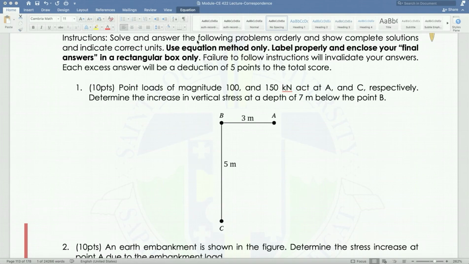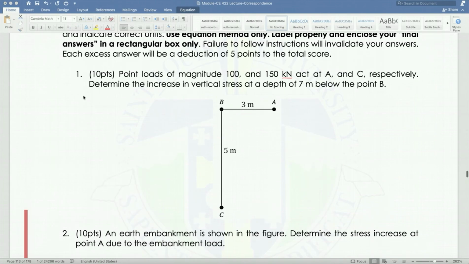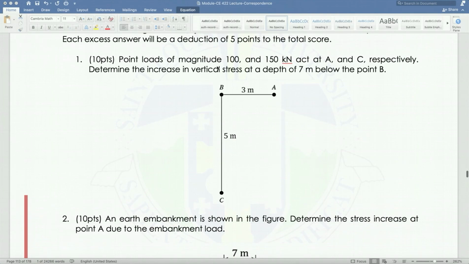So solve and answer the following problems orderly and show complete solutions and indicate correct units. Use either the equation method or the table. Okay, I repeat, equation method or the table. Label properly and enclose your final answers in a rectangular box. Failure to follow instructions will invalidate your answers, and each excess answer will be a deduction of 5 points to the total score.